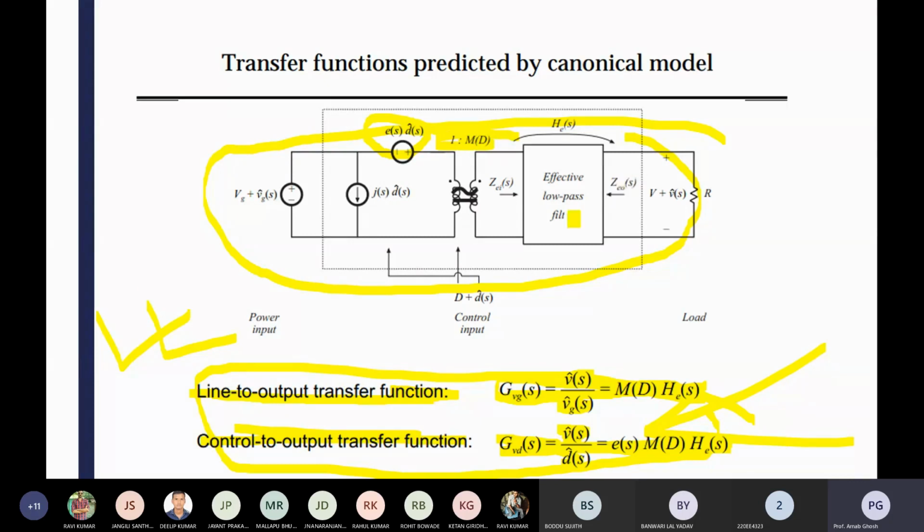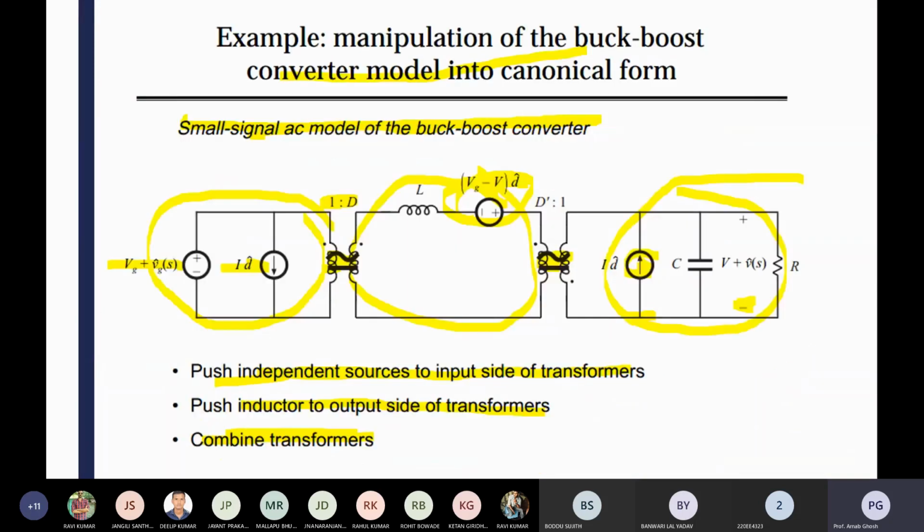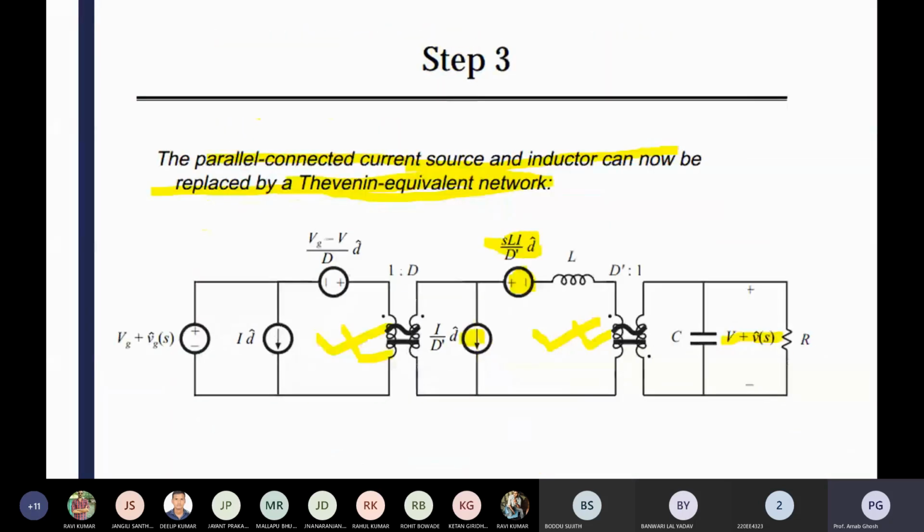Now for the buck boost converter, you convert the equivalent structure, the transformerized structure of the buck boost converter, into this canonical form. Now we can compare both of the circuits. So here it is coming ES D cap S. What is the value of ES D cap S? Now you can compare that value.